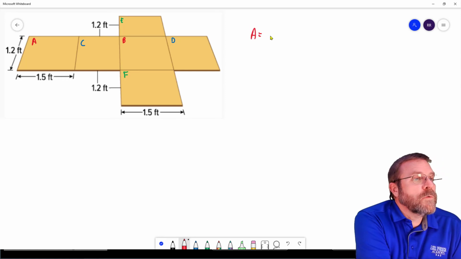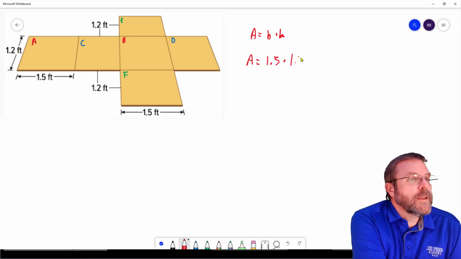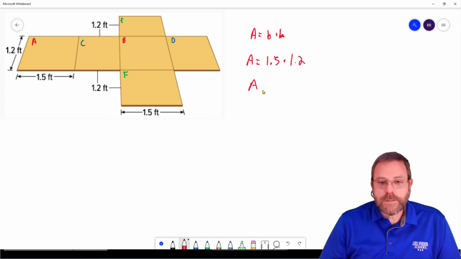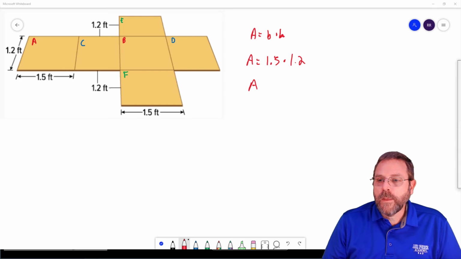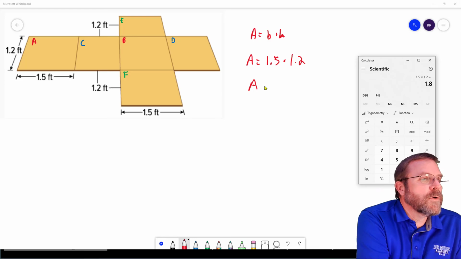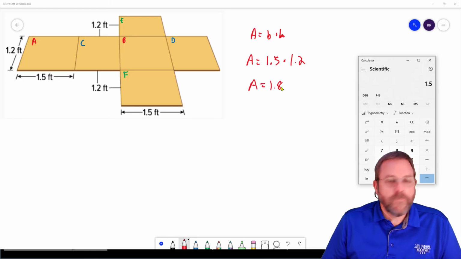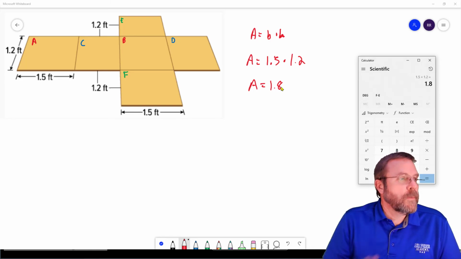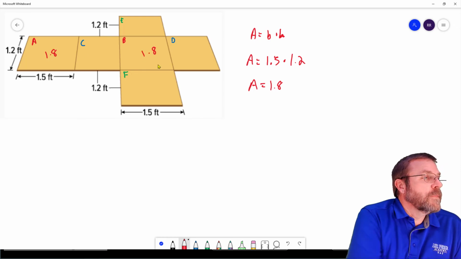So starting with rectangle A, you can use base times height, or you can use length times width like the textbook did. With base times height, I'm going to have a base of 1.5 times a height of 1.2, which means, by our calculator over here, 1.5 times 1.2, which is going to give us an area of 1.8. Let me make sure I type that in right. 1.5 times 1.2. Yep, that's good. So I can write 1.8 here and 1.8 there.